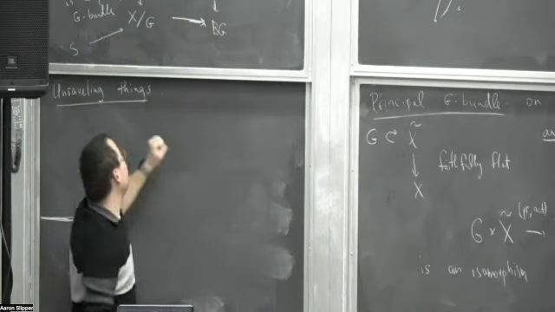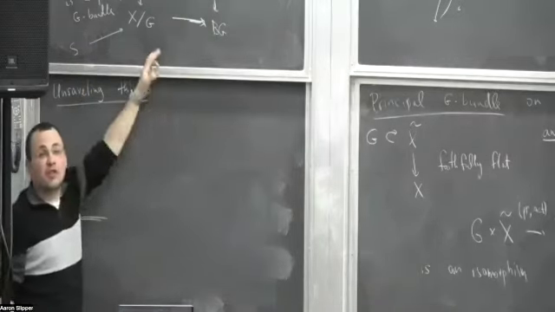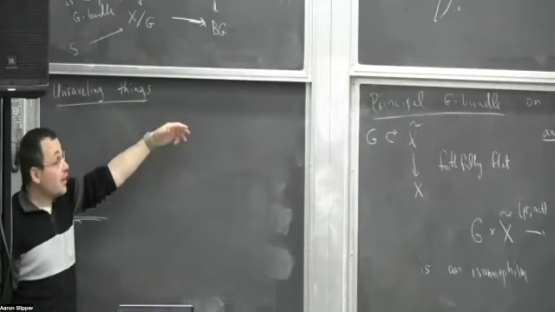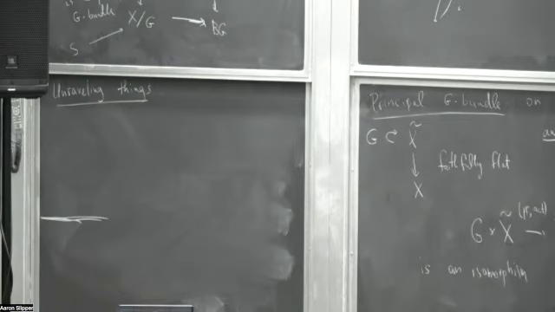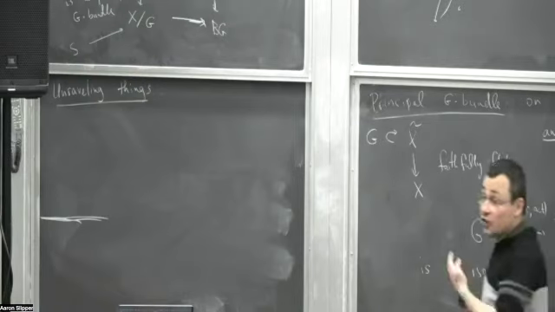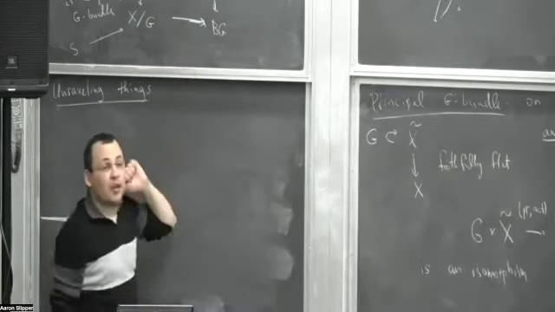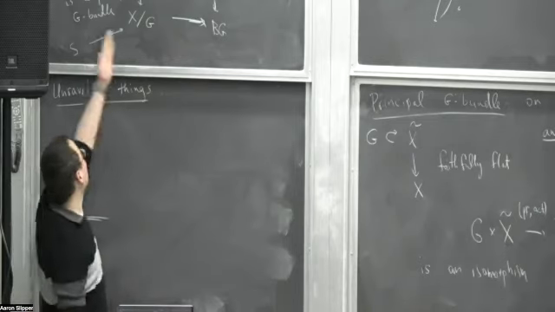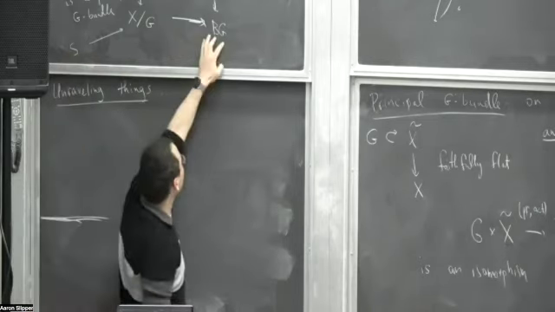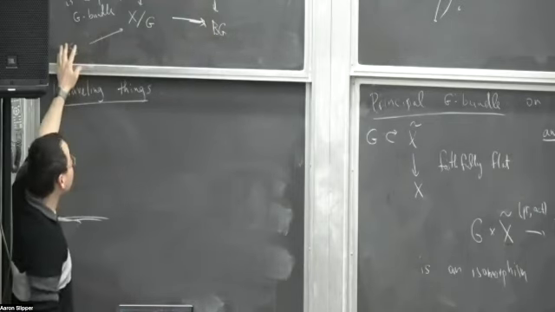I should have said that the map from point to BG is the universal principal G bundle. I guess I never named it. So this classifies principal G bundles. Over any kind of classifying space, you expect there to be a universal example. So the universal example of a principal G bundle is the map from point to BG. So a map from S to BG classifies a principal G bundle, which is the pullback of a point.